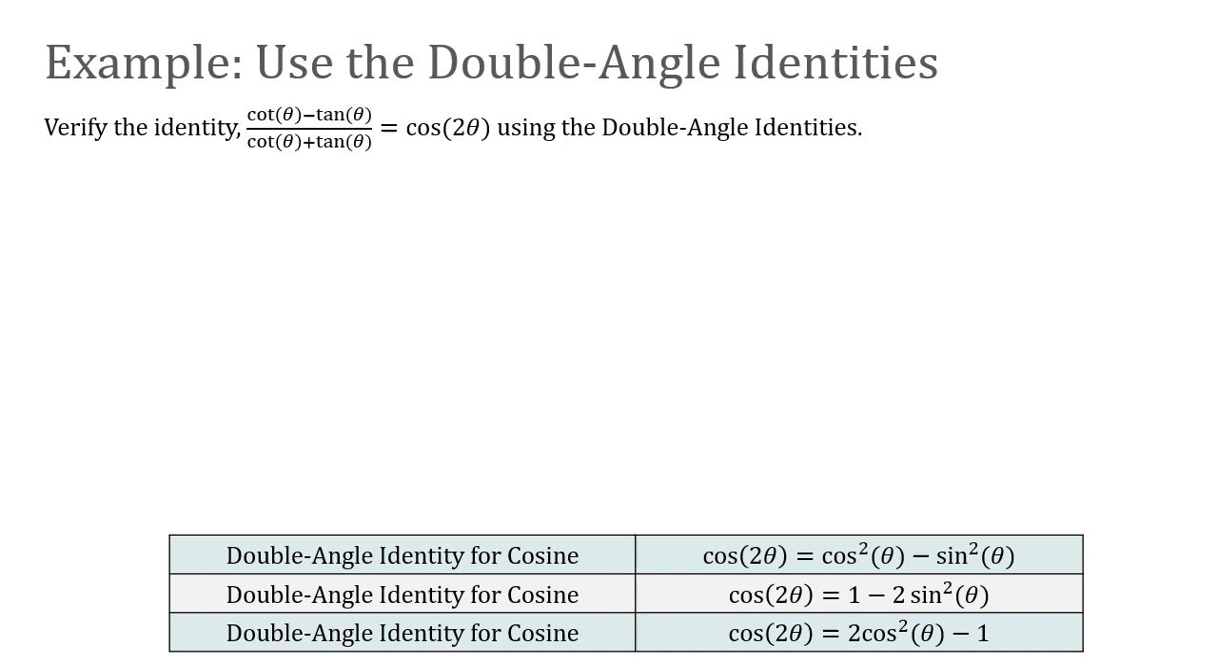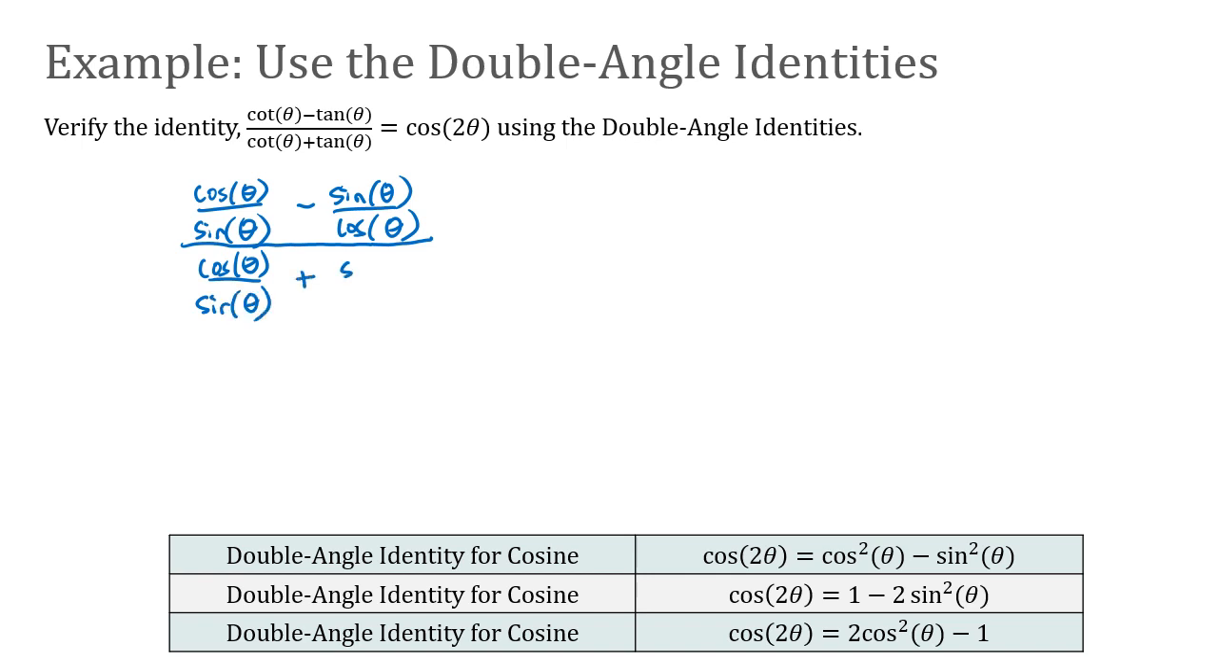All right, so here's what I'm going to do. I'm going to look at that numerator. I'm going to rewrite the cotangent of theta as the cosine of theta over the sine of theta. And the tangent is sine of theta over cosine of theta. All right, same thing down in the denominator, but now we have a plus sign in the middle.